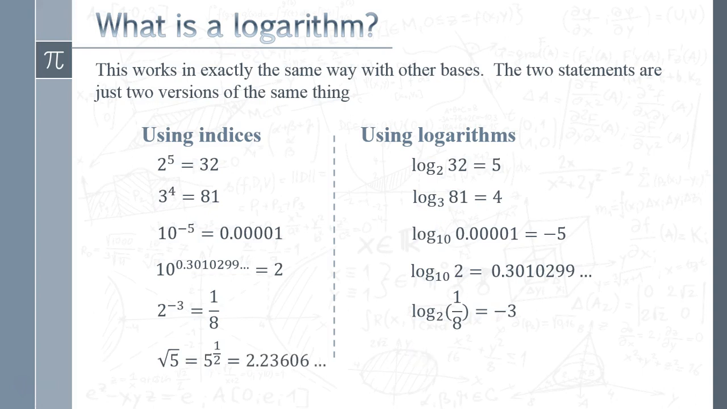And the last one, square root of 5, so that's 5 to the power half, 2.23606, and lots of decimals. So the base is going to be 5, so we've got log to the base 5 of this number is a half.